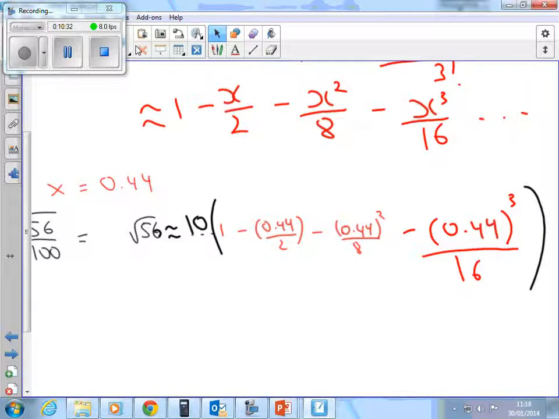Now, the big mistake is not to times through by the 10. Because when I substitute 0.44, I'm not actually finding the estimate for the square root of 56. I'm finding the estimate for the square root of 0.56. And I have to understand that as a fraction, 0.56 is 56 over 100. And from there, I can adjust it. Are we all clear on that?